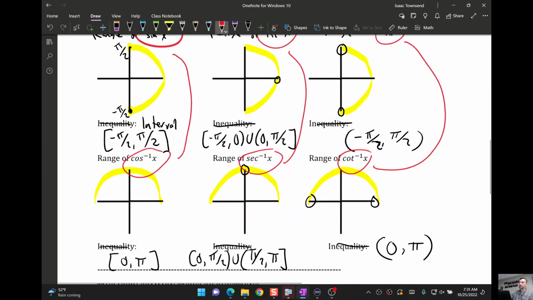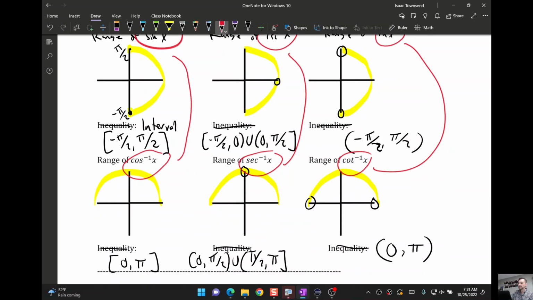But at the end of the day, we need to know these 6 ranges. And again, for most students, drawing these little unit circle pictures with each question is the most efficient way to memorize that, because you get more of a visual.